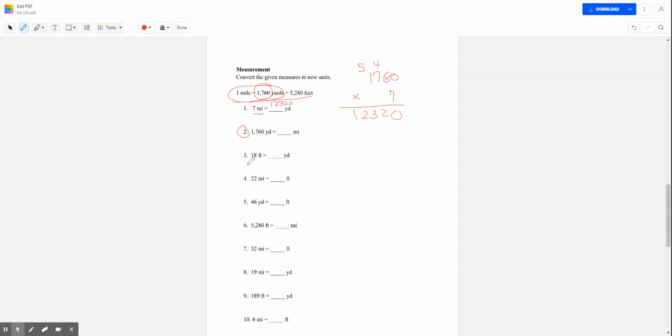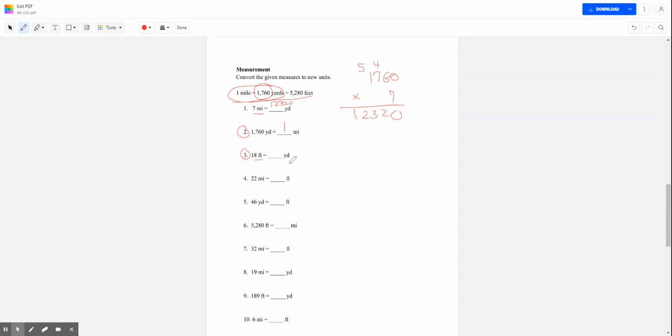Okay, number 2. We're going to change 1,760 yards to miles. We see that 1,760 yards is equal to 1 mile. So we're going to have to divide this time. 1,760 divided by 1,760 is just 1 because they're the same number. So we just get 1 here.